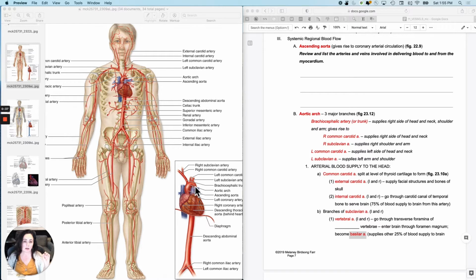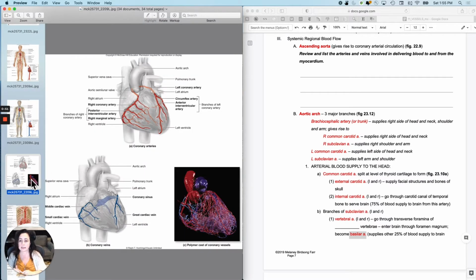So first thing is ascending aorta comes first. Blood goes up, out the aortic semilunar valve, and then up the ascending aorta. And we already did blood flow from the ascending aorta because the ascending aorta is going to give blood supply primarily to the heart. Okay, so let's look at that just by way of review.